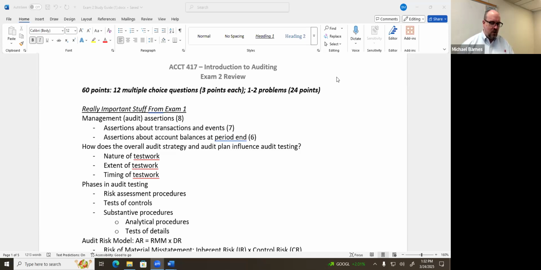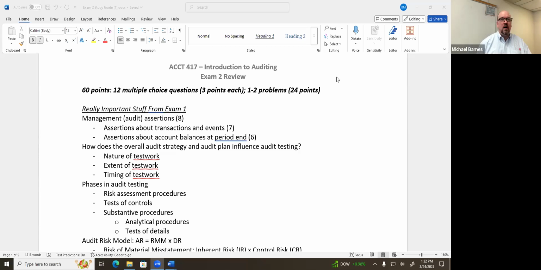Breakdown of questions. There are 12 multiple choice questions. There will be one question on the professional judgment framework. There will be 3 questions from chapter 6, 2 questions from chapter 7, 1 question from chapters 8 and 9 combined, 2 questions from chapter 17, 2 questions from chapter 18, and 1 question from chapter 21. By my math, that's 12. 3 points each.